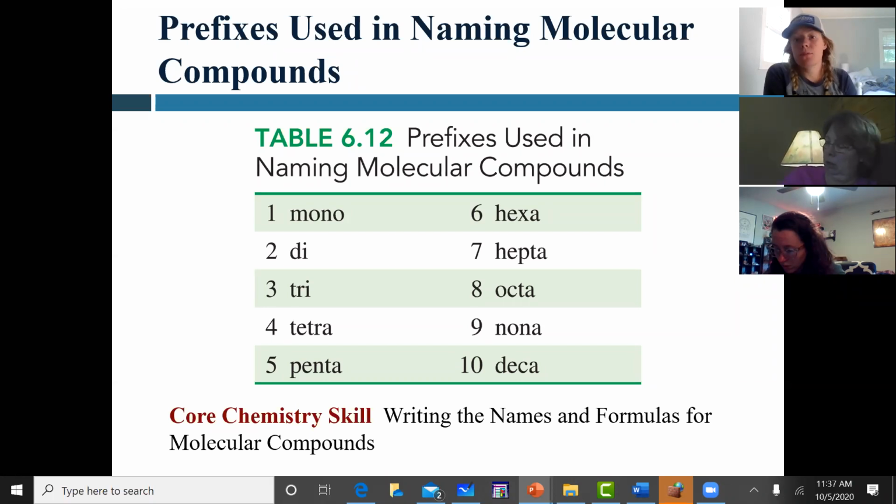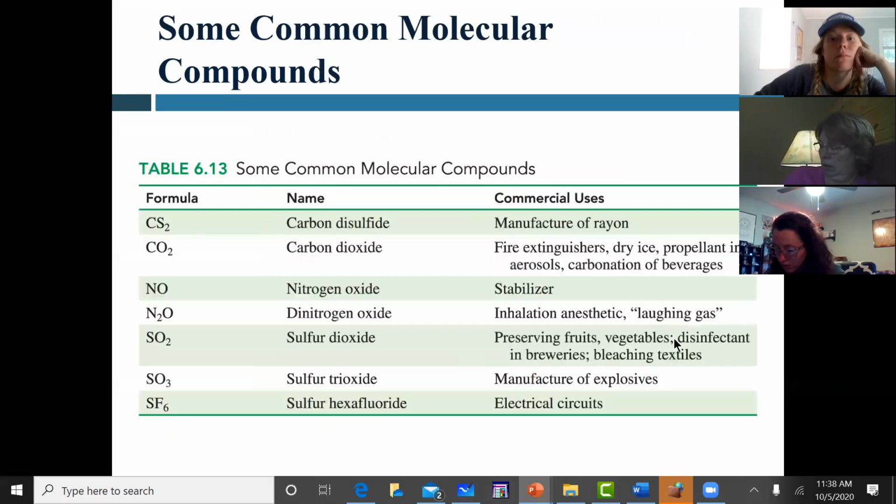Now, what element comes first? The thing that's more metal-like. So if I'm combining something like sulfur and oxygen, I would list sulfur first because it's closer to the zigzag line. If I was going between phosphorus and chlorine, I would list phosphorus first because it's closer to the zigzag line. So the more metal-like thing.